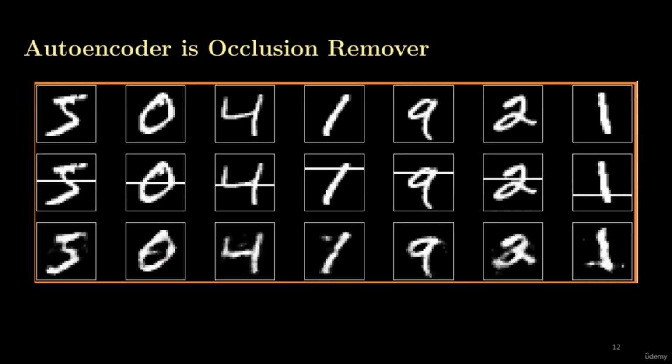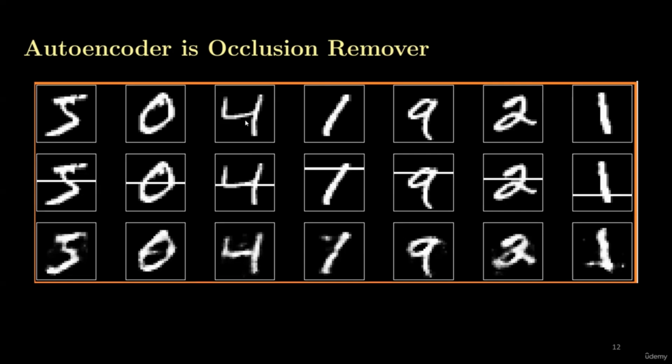So autoencoder is also an occlusion remover. These are my original images, and we can see that here we have occlusion on these images. This is occlusion in the horizontal direction, that is, horizontal occlusion. We will pass these occluded images to the autoencoder, and the autoencoder will suppress the size of the image, and during suppression it will try to remove the occlusion from the image. After that, with the help of the decoder, we will be able to generate those images back to their original size.